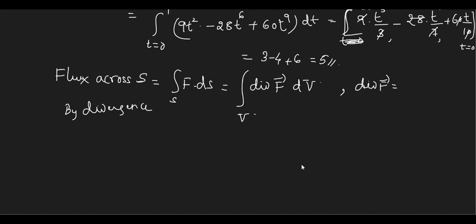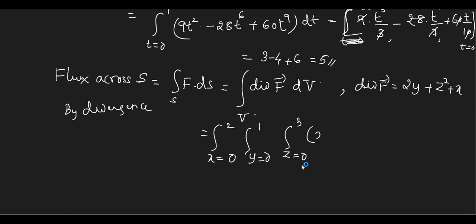Okay, let us complete some of the parts. Somehow we have started it. I think this is the divergence, right? x is varying from 0 to 2, y is varying from 0 to 1, z is varying from 0 to 3. Take it like this: the integral of x plus 2y plus z square dz dy dx. So if you do the triple integration and substitute the limits, the answer is going to be 30. Good.